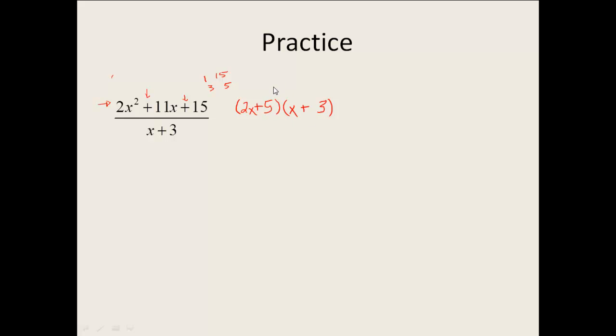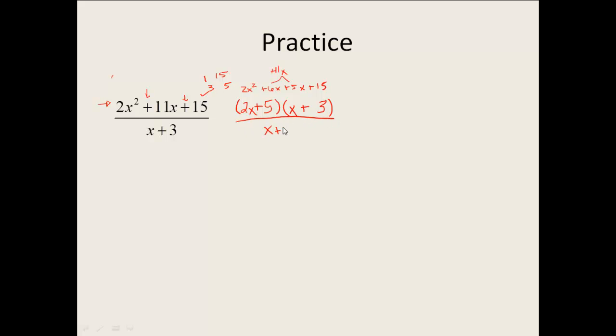Now I have to check it by foiling it because if I don't have this right, it's going to cause problems in the rest of the entire problem here. So when I foil this out, I'm going to have 2x squared plus 6x plus 5x plus 15. And when I do 6x plus 5x, I get plus 11x. So I end up getting what I need.